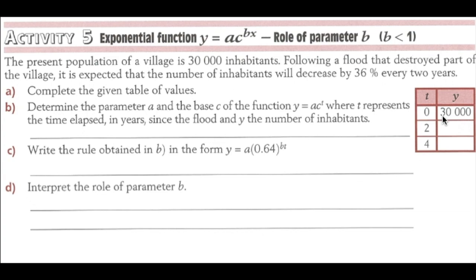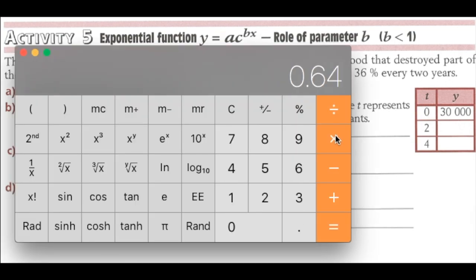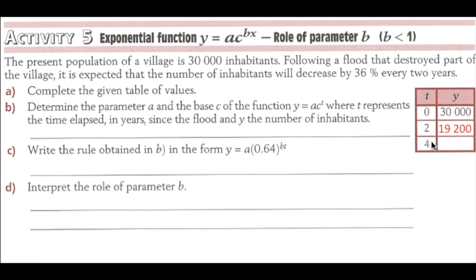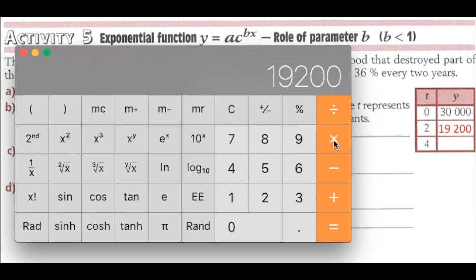Okay, so we have 30,000. Two years later, we expect it to decrease by 36%. So if we're decreasing by 36% and we started off with 100%, you would expect there to be 64% at the end of each 2 years. 64% of 30,000 is 0.64 times 30,000, and so we end up with 19,200. Two years later, at year 4, we're going to have 64% of 19,200. So 19,200 times 0.64, and we get 12,288.